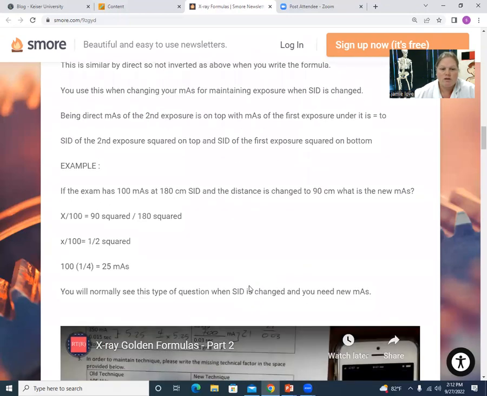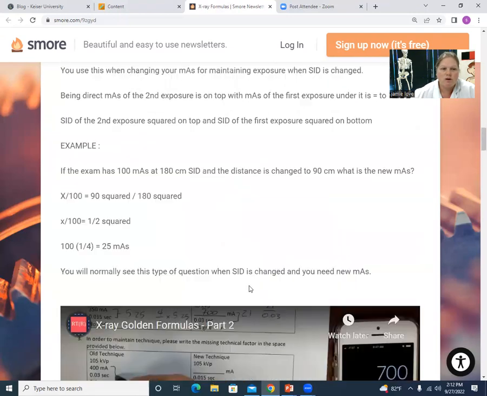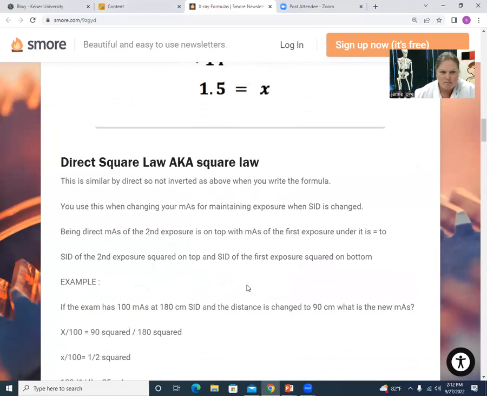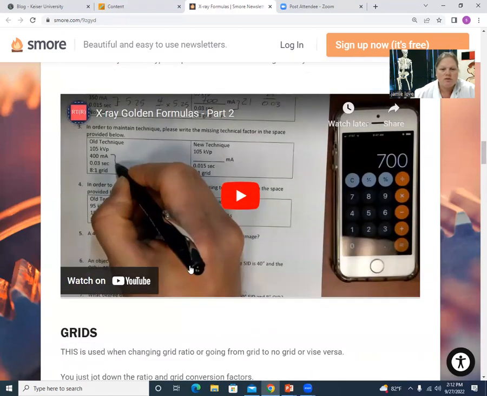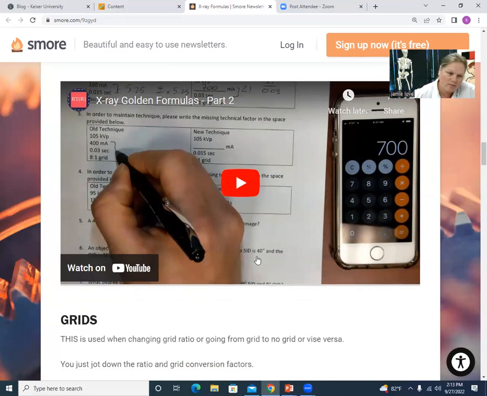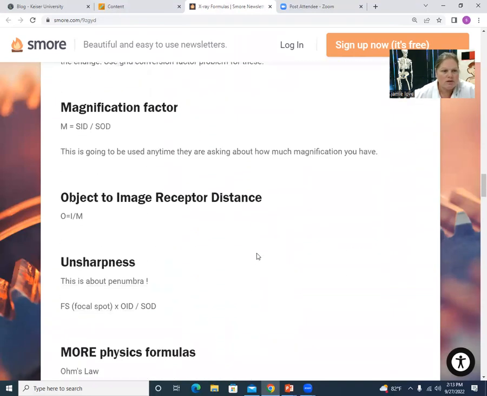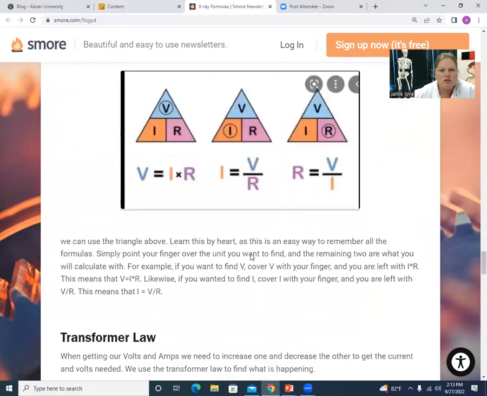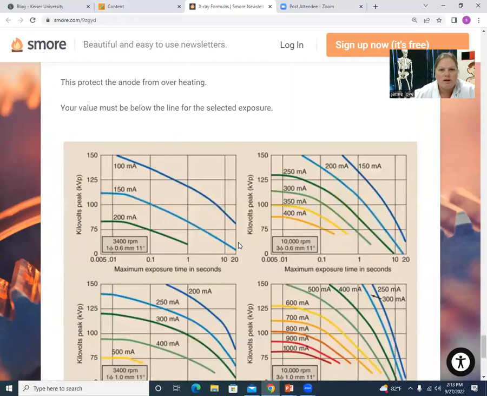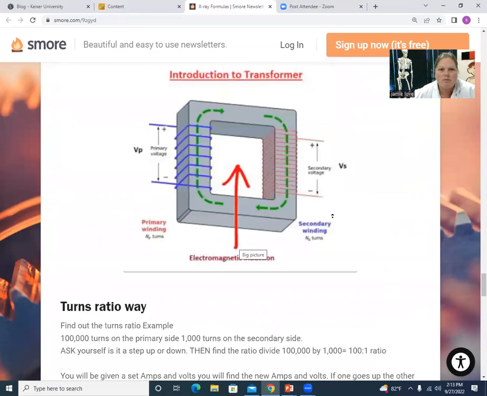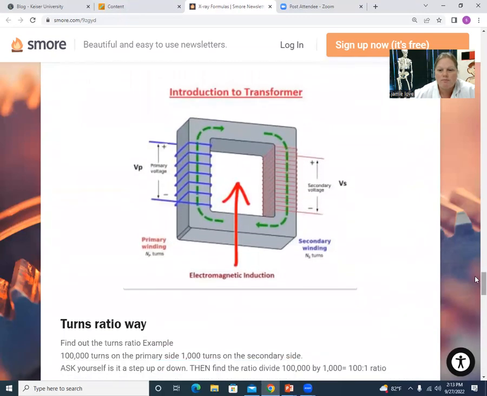Now we have more formulas we're going to learn later. We've got the direct square law, opposite of the inverse square law. This is a video from YouTube that I was telling you about. You can save this. He has a lot of samples of all of the formulas that you'll need to know for the program. We'll go into all these formulas as you get through the program. If you like math, you will be good. It's just a lot at one time, so we kind of break it up over the program.